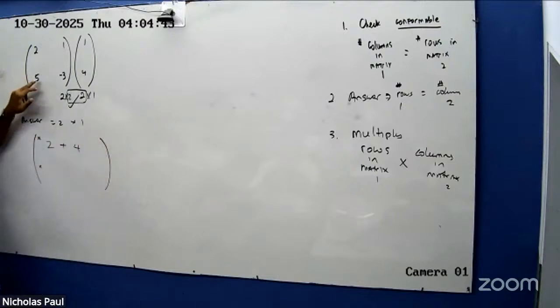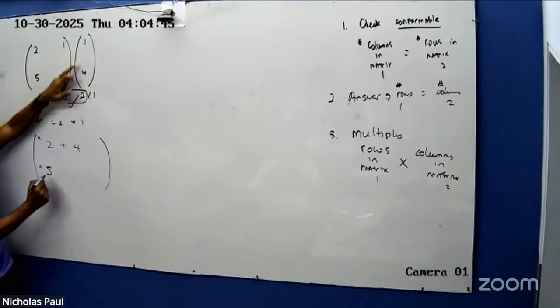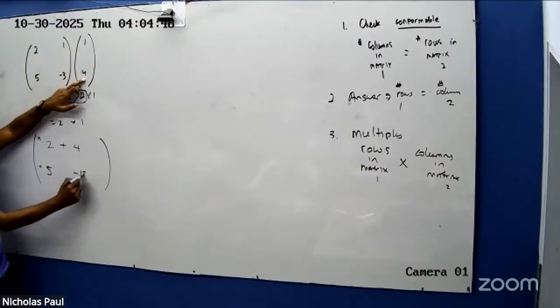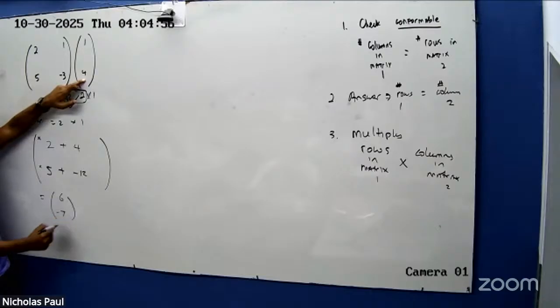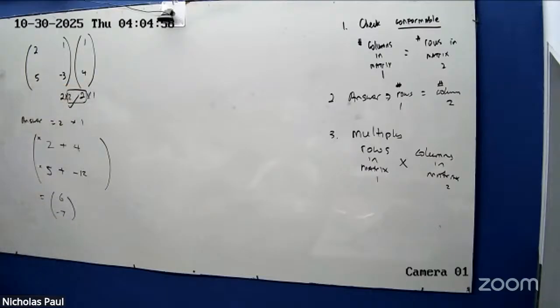Second row now: 5 by 1, minus 3 by 4, then we add. So your final answer is 6, minus 7. This is 6 minus 7. Right? That's all I can say. This is 6 minus 7.